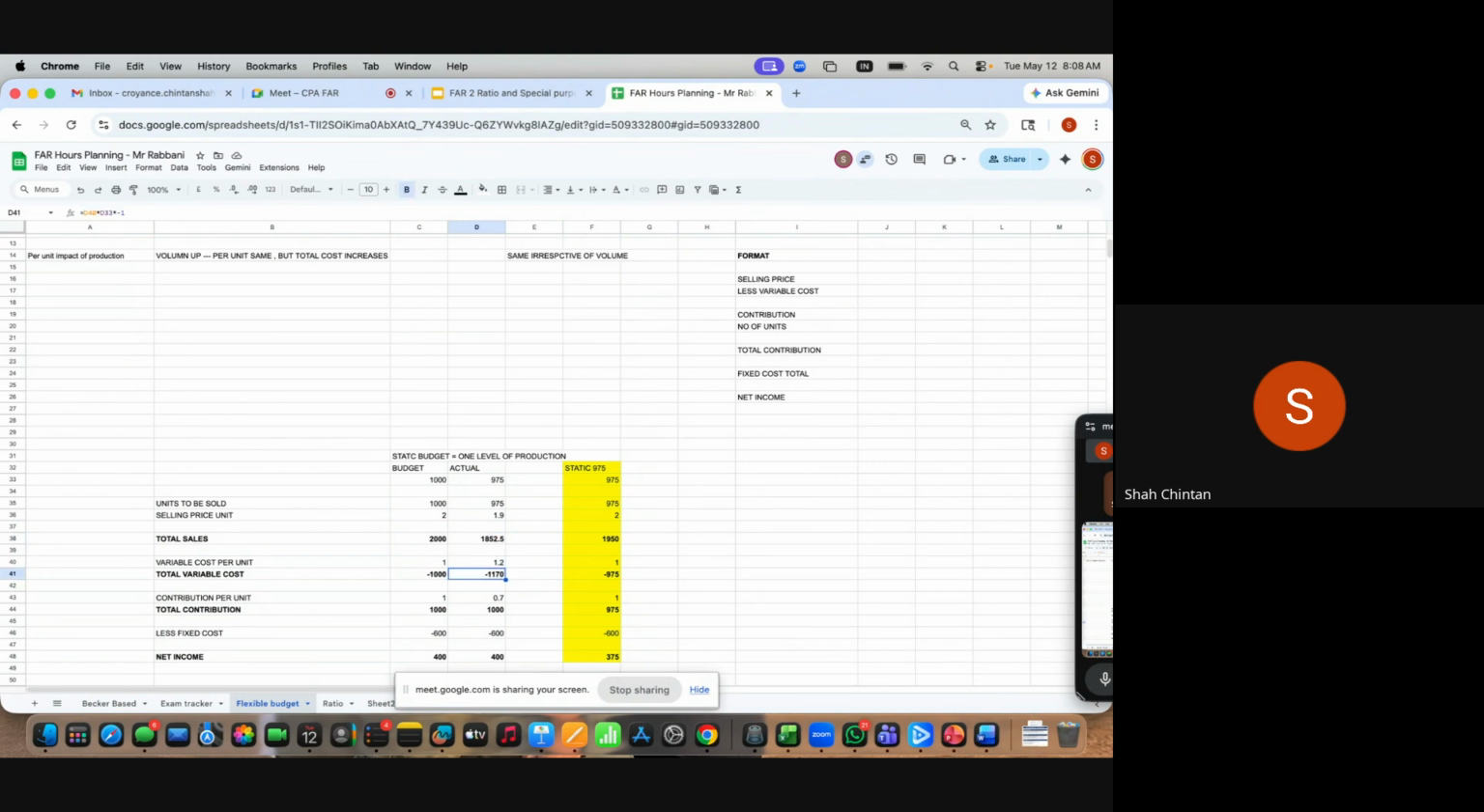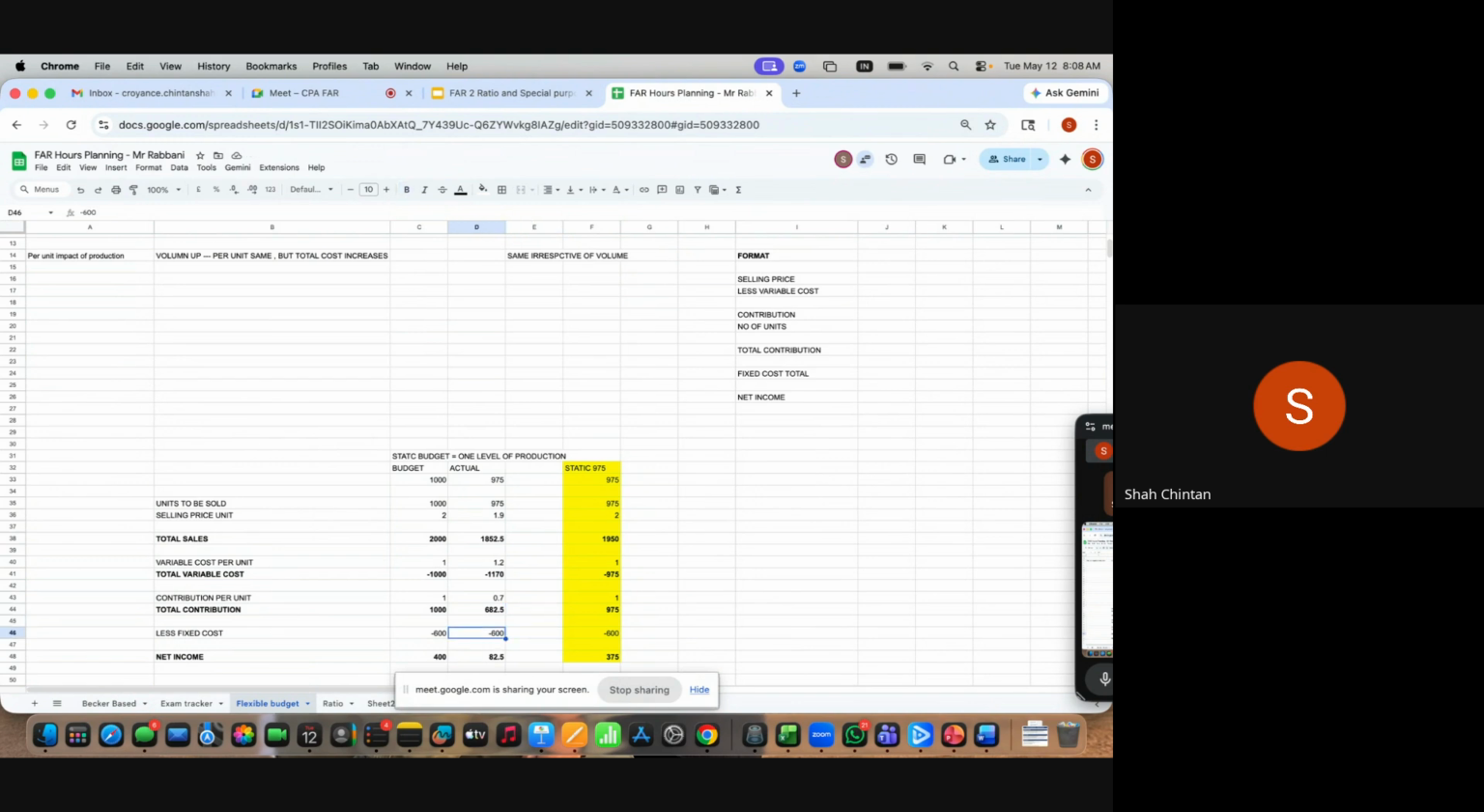Then they will call the production people. They will say for 975 units, you should have incurred only a cost of $975. You have actually incurred $1170. You also have not done a good job. And they will call the management of the company and say at 975 units, let's see what total contribution the company is earning. So 0.75 into 975, only 682. So again, they will call and say, management, you have not done a good job.